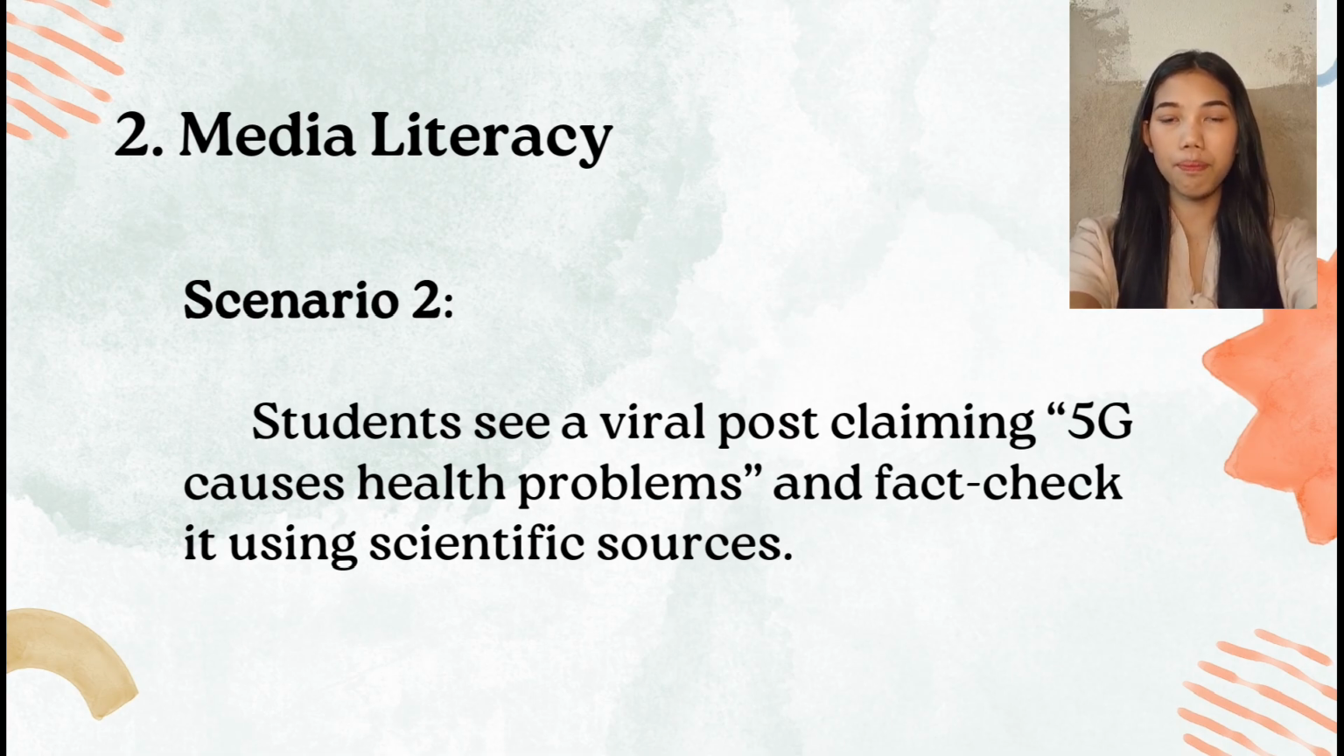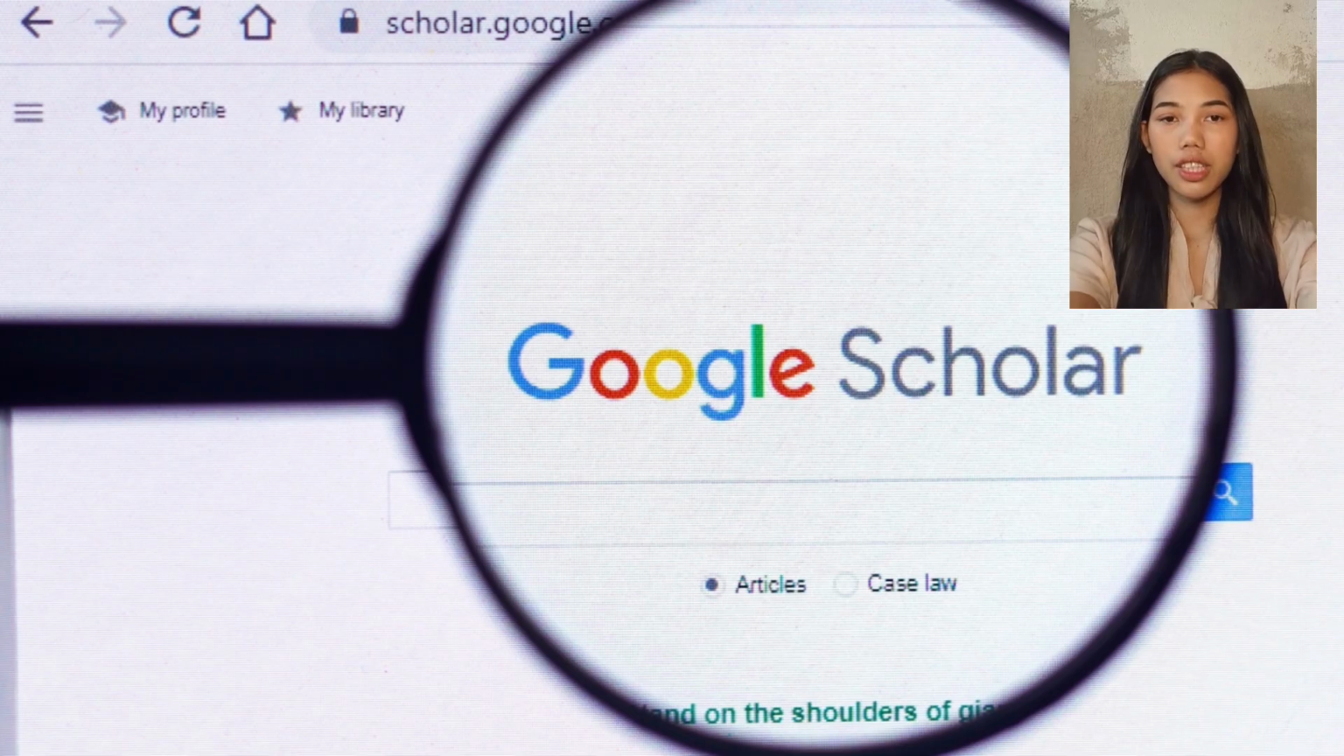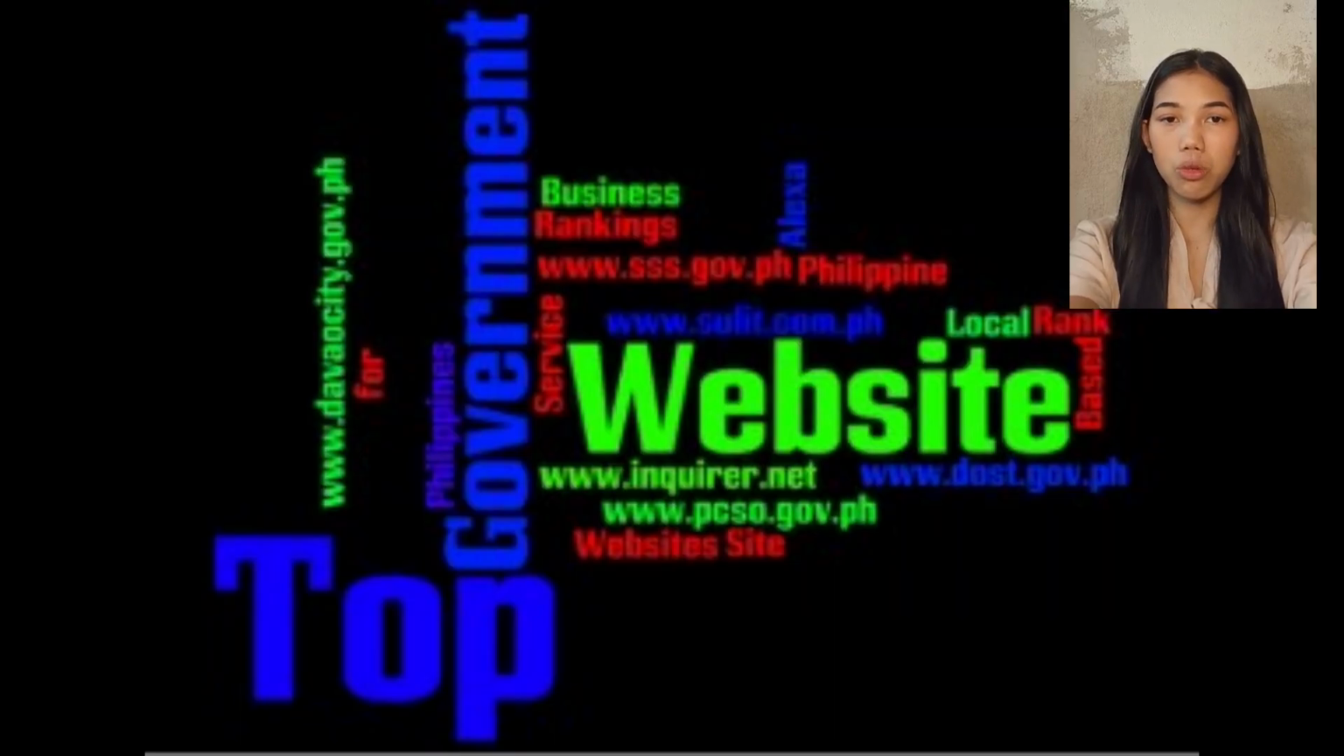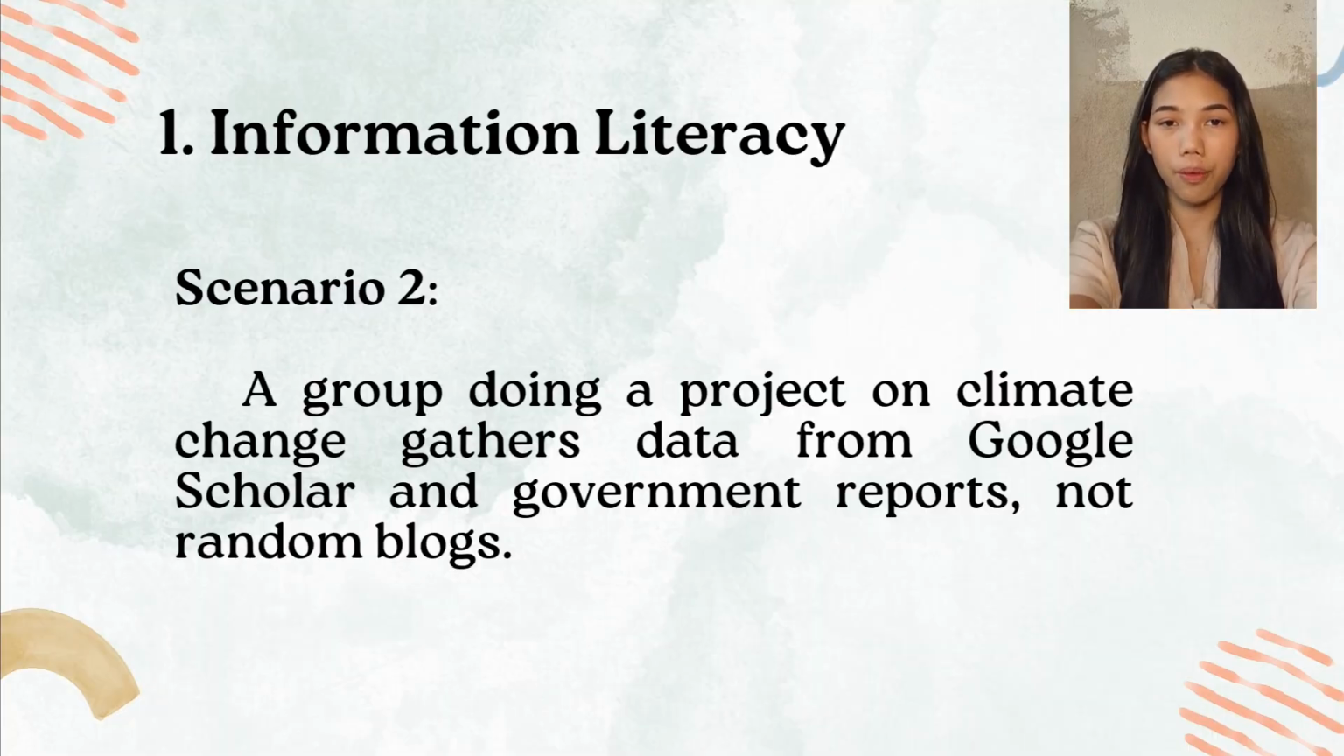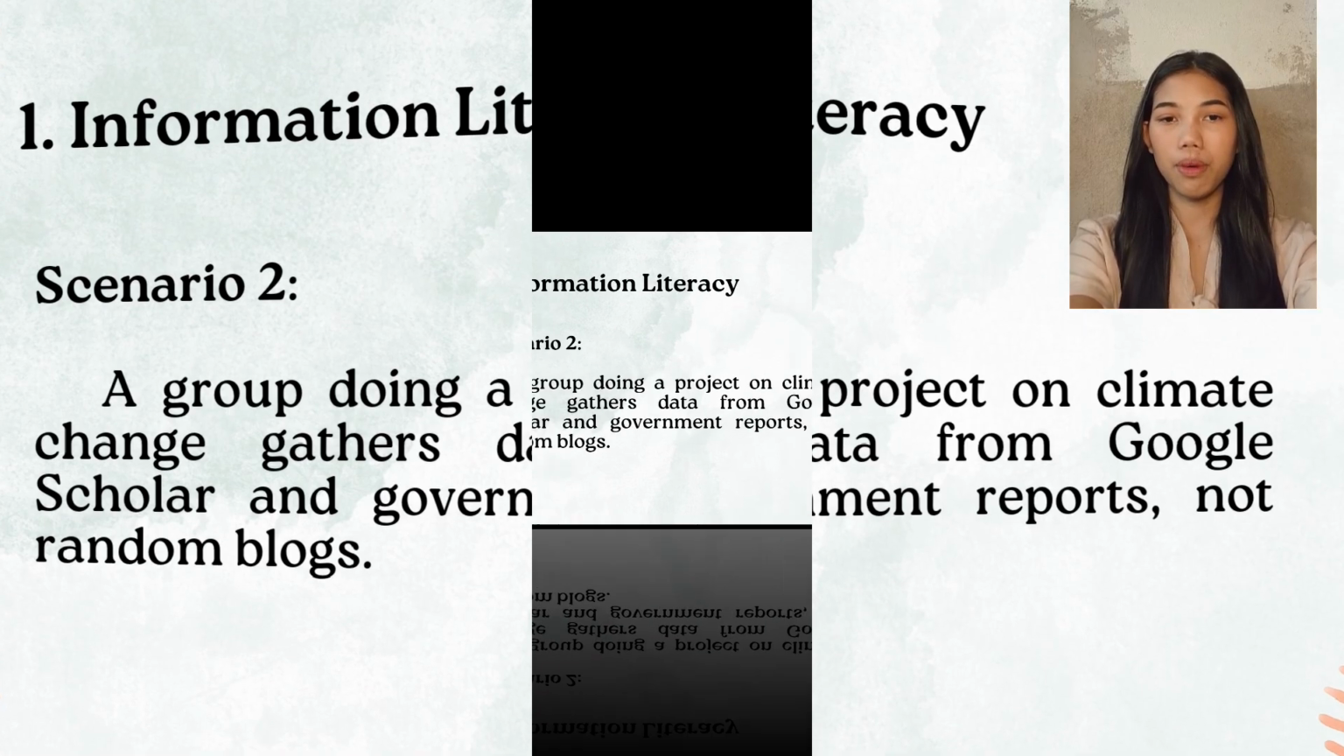So here's the second scenario. A group doing a project on climate change gathers data from Google Scholar and government reports, not random blogs. A group collects data from trusted places like Google Scholar and government websites, instead of random blogs or social media. So it means that they're being smart by choosing trustworthy sources, avoiding fake or wrong info, and using facts that experts agree on, making their project more accurate and believable.